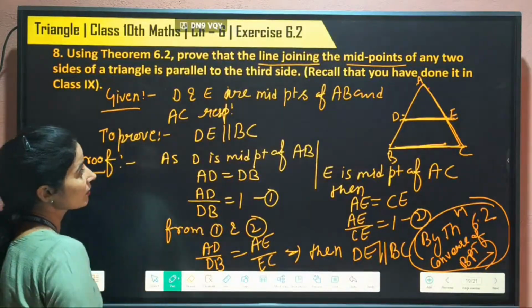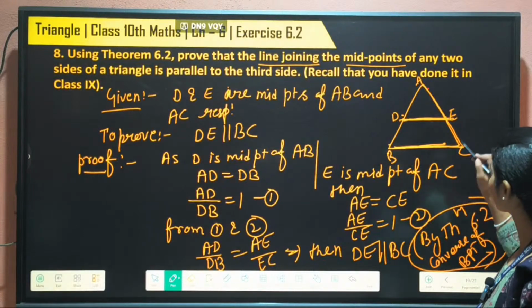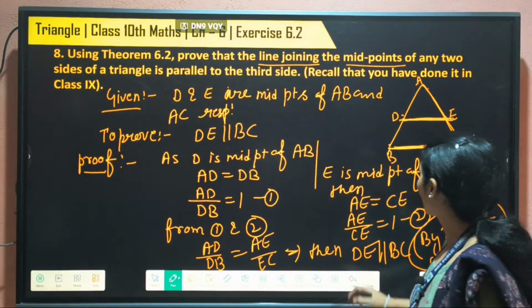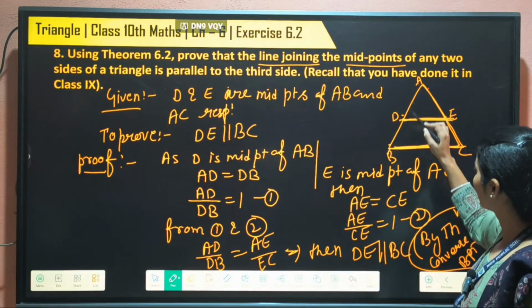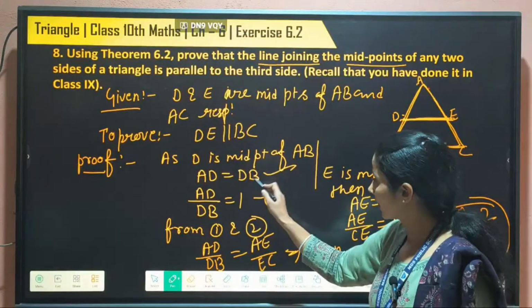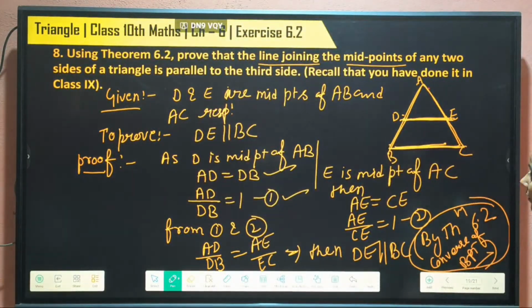In this, what is given? D and E are the midpoints of AB and AC respectively. What is to prove? DE is parallel to BC. Now, D is the midpoint of AB, so I can write AD is equals to DB. And now AD by DB ratio is equals to 1. Say this is equation number 1.